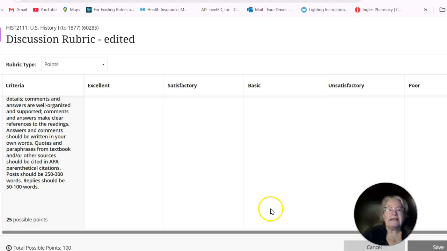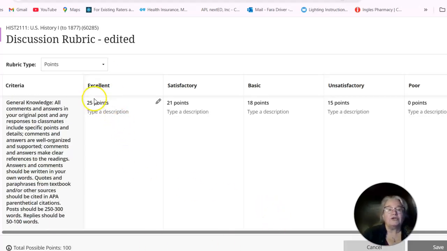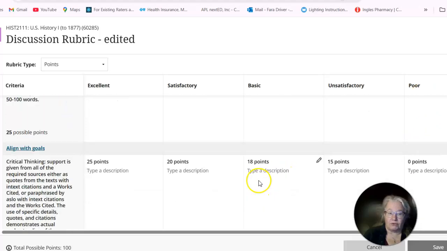Now, I have broken this down into 5 categories. Your excellent category for general knowledge is 25 points or an A. Satisfactory would be a B. That's 21 points. Basic, which would be your C level, 18 points. And then anything below that is this. And again, by the time we get to the second discussion, if you don't have that in-text citation, your grade's going to be 0 because you've effectively plagiarized.